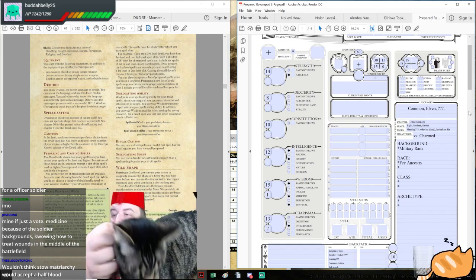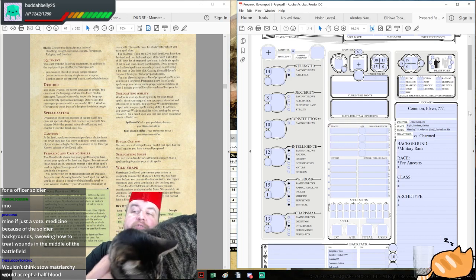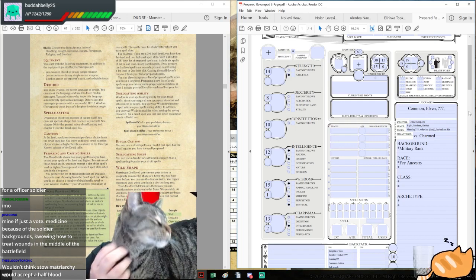You wouldn't think Drow matriarchy would accept half-blood. That may be true as well, Torchic. She may have been cast out.